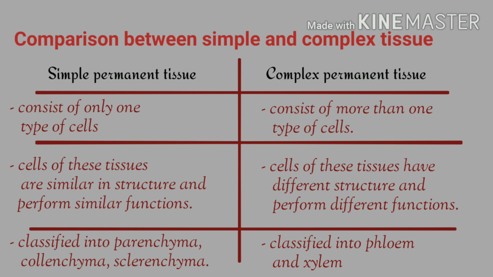Simple permanent tissue consists of only one type of cells, whereas complex permanent tissue consists of more than one type of cells. Cells of the simple permanent tissue are similar in structure and perform similar functions, whereas cells of the complex permanent tissue have different structure and perform different functions. Simple permanent tissue are classified into parenchyma, collenchyma, sclerenchyma, whereas complex permanent tissue are classified into phloem and xylem.